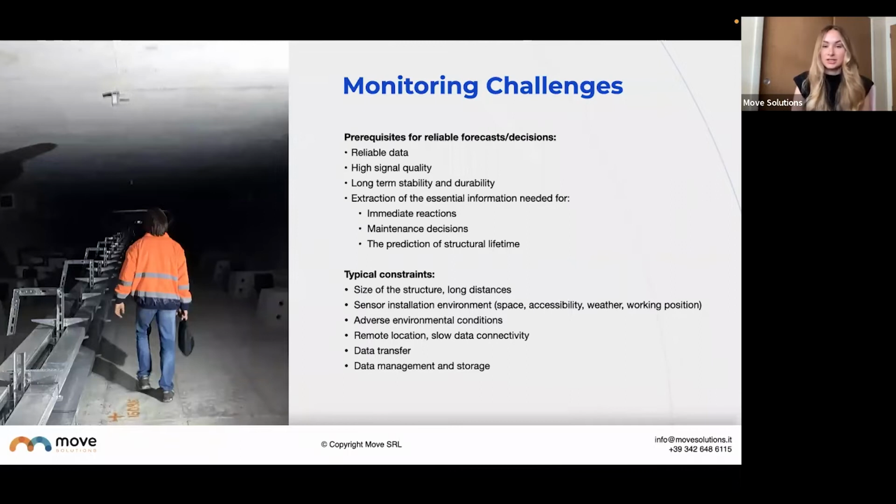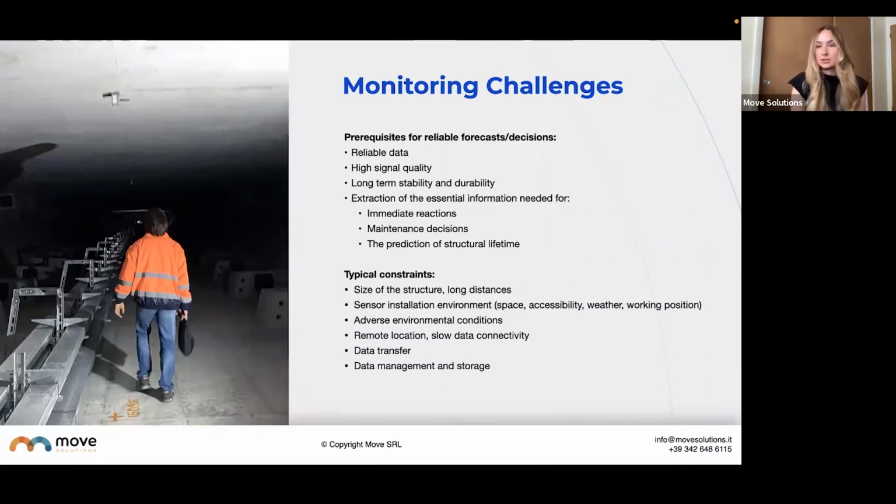The sensor installation environment: the space, accessibility, weather, working positions. With our sensors, they're very easy to install. It's not too hard to reach out of a building and put a sensor on the side of the building. It's very simple. You can glue it on, you can bolt it on.